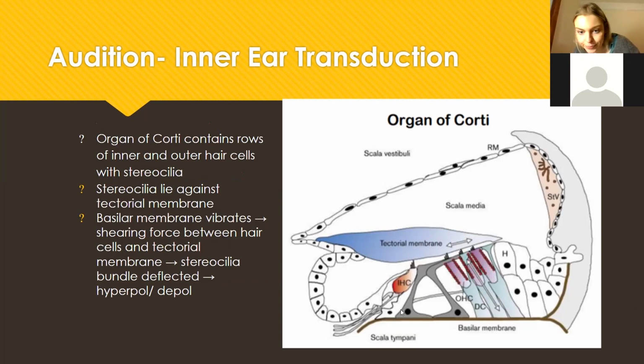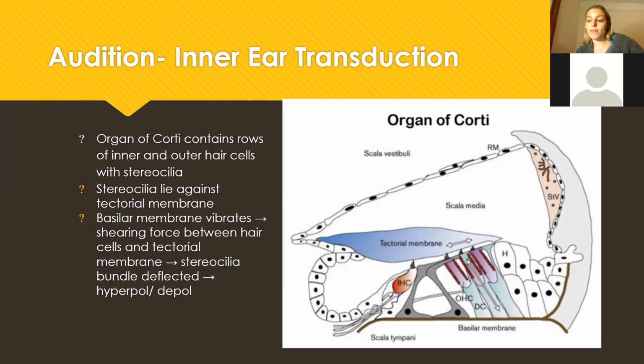Okay, so you can see here within the organ of Corti, on top of the basilar membrane, we have a series of stereocilia, and these are thin projections which lie against the tectorial membrane. When the basilar membrane vibrates, we get a shearing force between the hair cells, which have the stereocilia, and this gives us a deflection of the stereocilia, and gives us either hyperpolarization or depolarization.